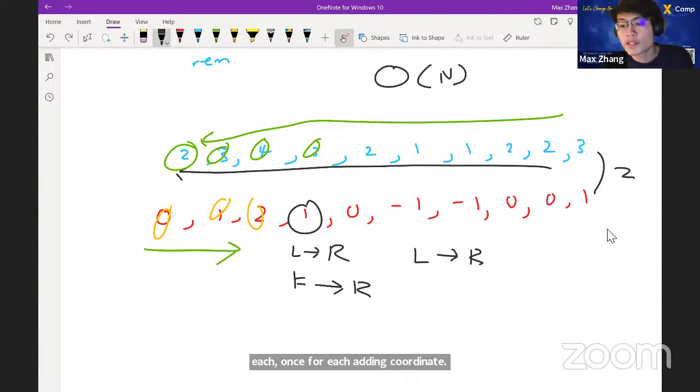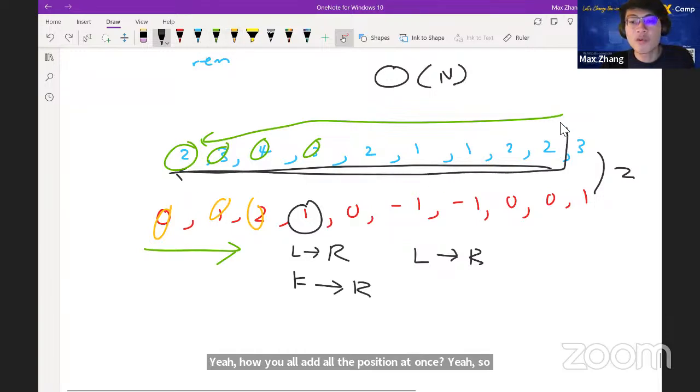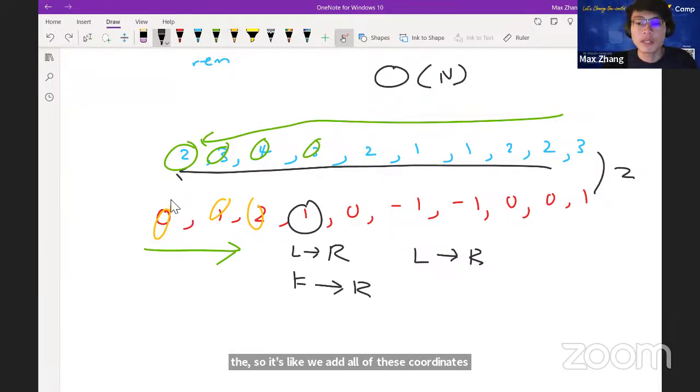How do you add all the positions at once? The idea is we add all of these coordinates first, and then when we sweep from the left, we start adding these coordinates and start removing these coordinates.